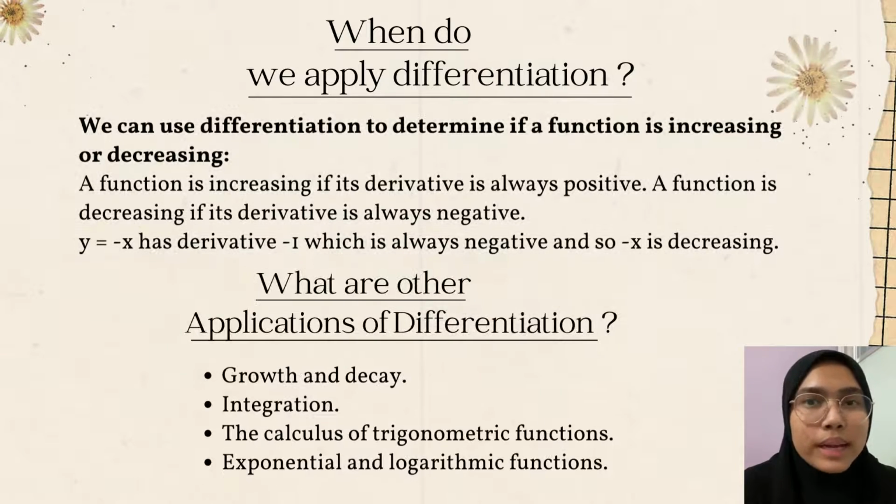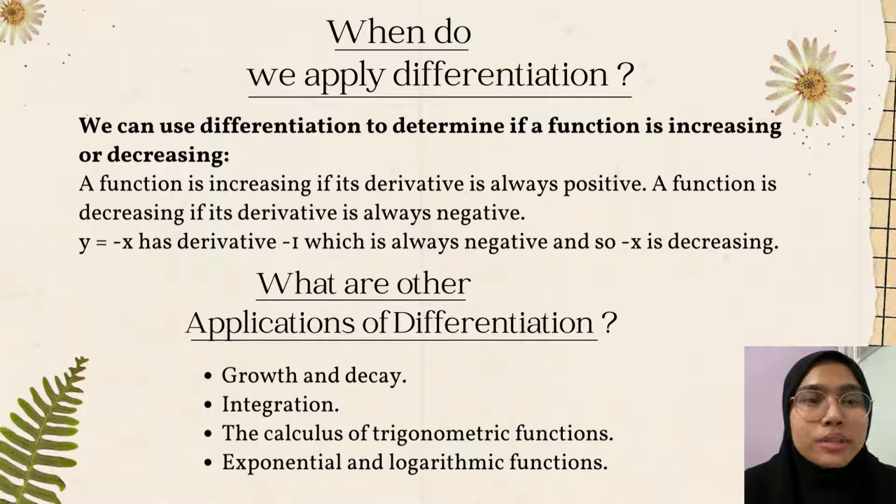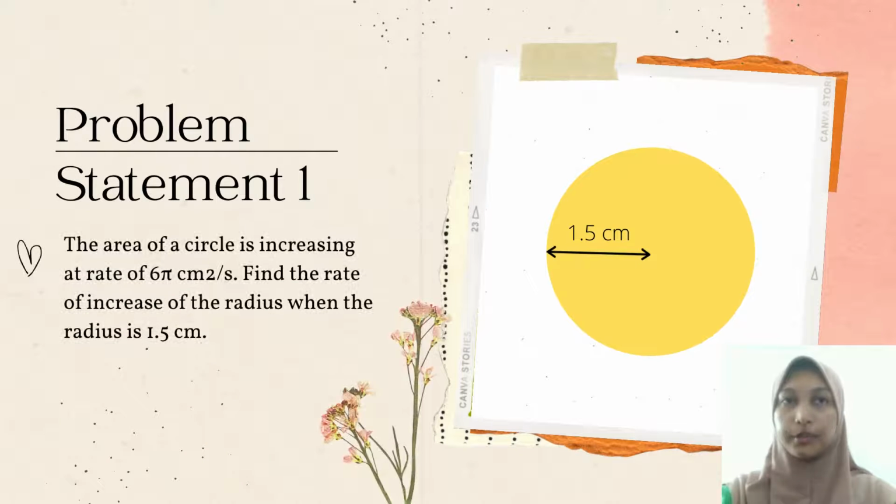So when do we apply differentiation? We can use differentiation to determine if a function is increasing or decreasing. A function is increasing if its derivative is always positive, while a function is decreasing if its derivative is always negative. And what are other applications of differentiation? Growth and decay, integration, the calculus of trigonometric functions, and exponential and logarithmic functions.